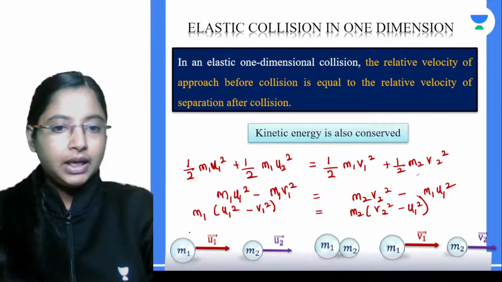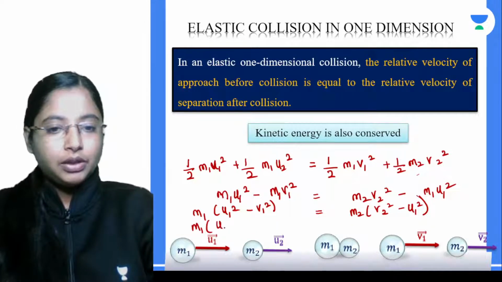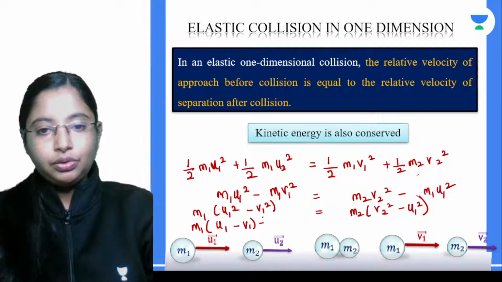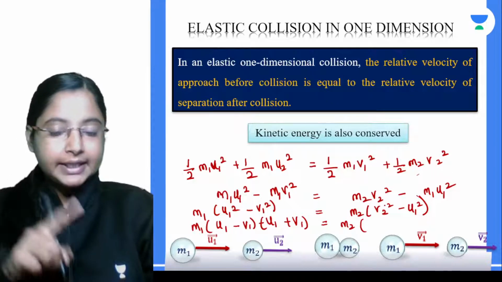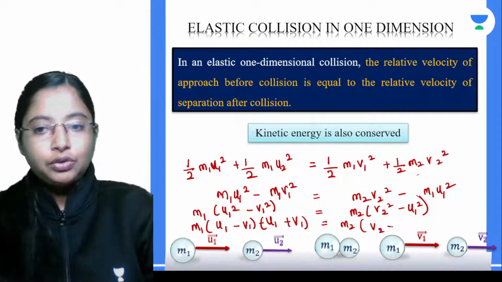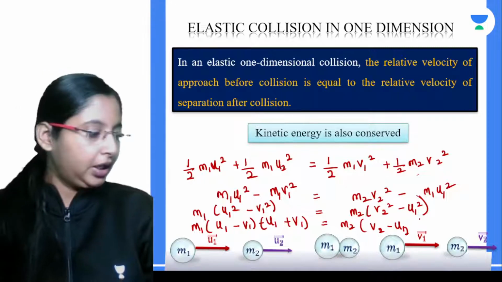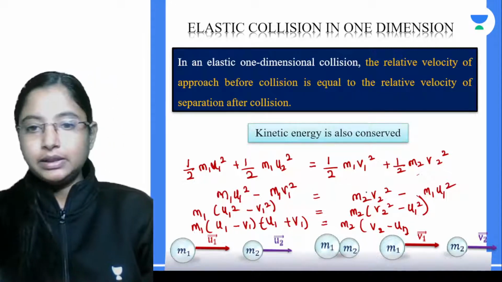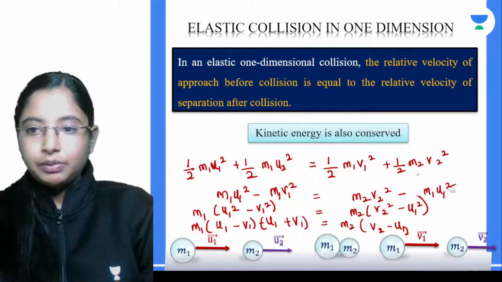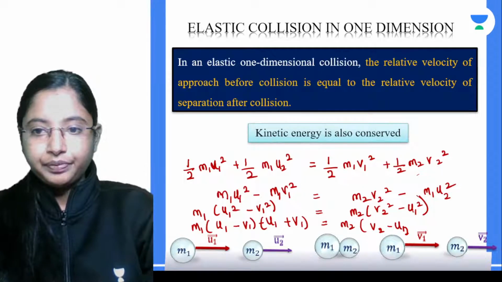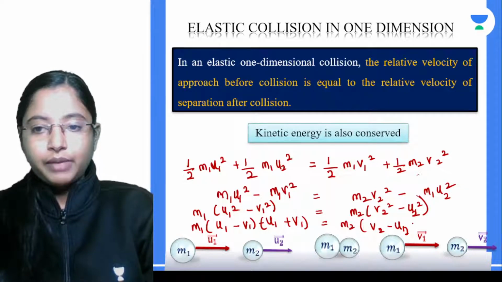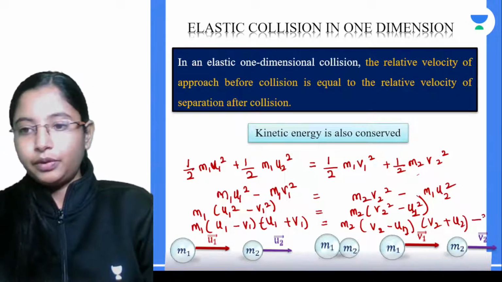Now what we get is m1 into (u1 minus v1) into (u1 plus v1), which is equal to m2 into, similarly this is also of the form x square minus y square, we can write it as (x plus y) and (x minus y). So we have (v2 minus u2) into (v2 plus u2). Sorry, over here this quantity is u2. Let's take this as our equation number 3.